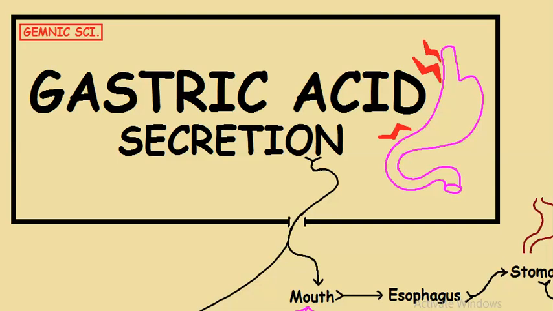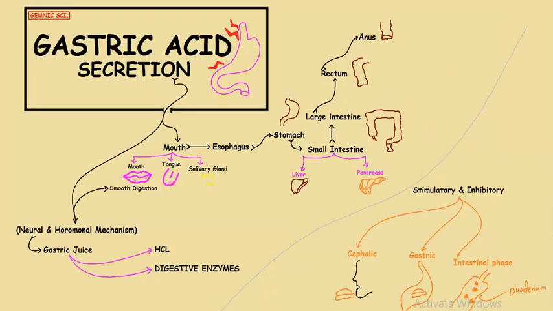For those of you taking GIT physiology, this video is purposely for you. In this tutorial, we're going to be looking at the regulation of gastric acid secretion, which is an essential process for proper digestion. I would like to make everything as easy as possible. So let's dive in. But before then, here are things which you need to know.